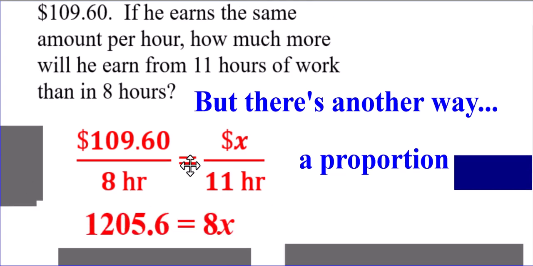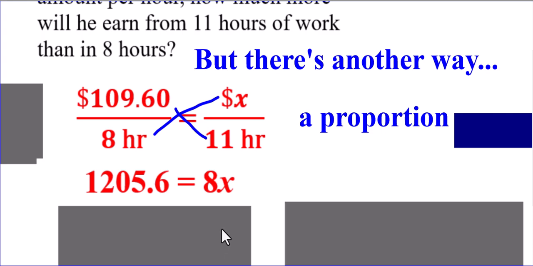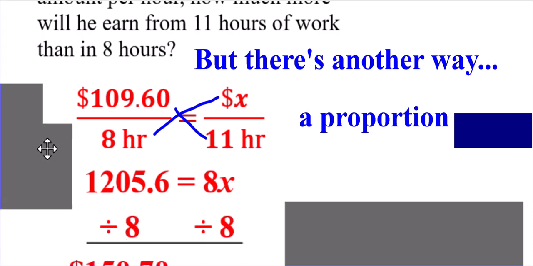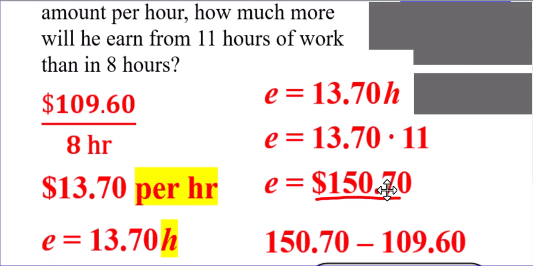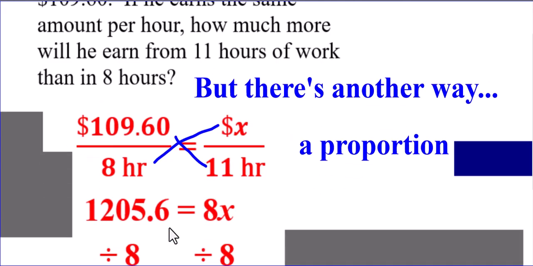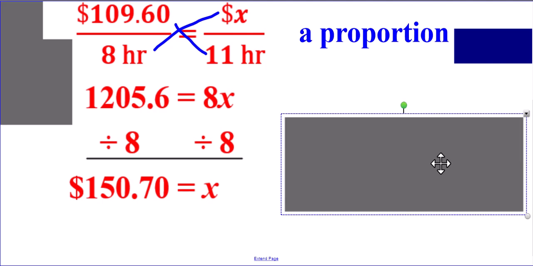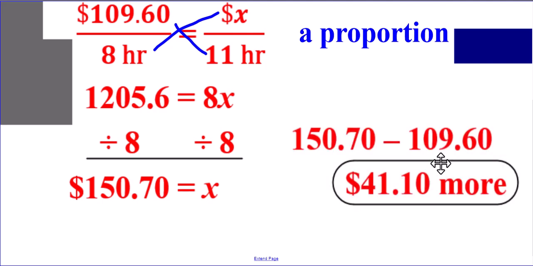And then you could cross multiply. Let me go ahead and use my pen here. Take 11 times 109.60, you get 1,205.6. Take 8 times x, 8x. Then, boom, divide by 8. And look, you get the same number we already had from the other way of doing it. So there's more than one way of doing this. And then obviously you would subtract.